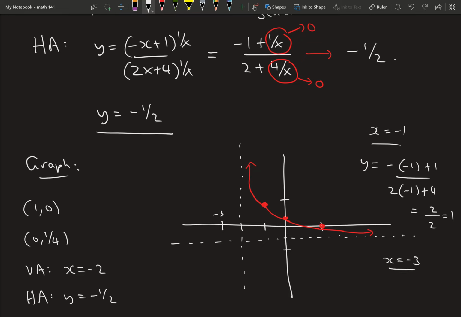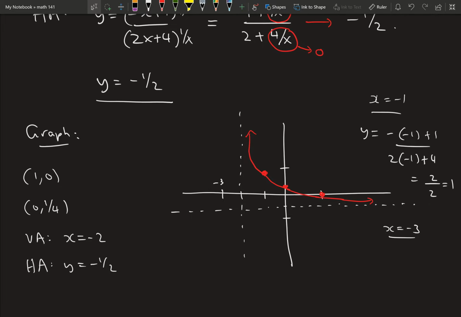Let's plug that in. What do we get? We get (-3 + 1) divided by (2 times -3 + 4). We get 4 on the top, and we get -2 on the bottom, so we have -2. So -3 plots to -2 here. Go back to red. And so you're going to have a graph.